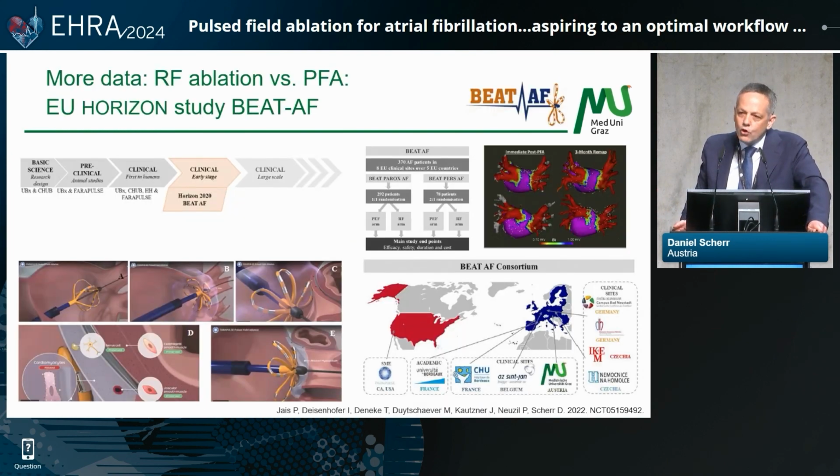And finally, more data, and we are very proud that under the leadership of Pierre Jaïs, we are 7 hospitals that are investigating currently PFA versus RF versus the closed protocol in what I think is the largest randomized controlled trial ongoing in Europe, and it will be hopefully presented next year, maybe at this Congress or the ESC, and will report outcomes on single-shot PFA versus RF ablation.